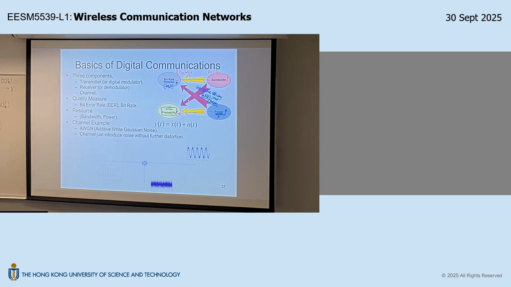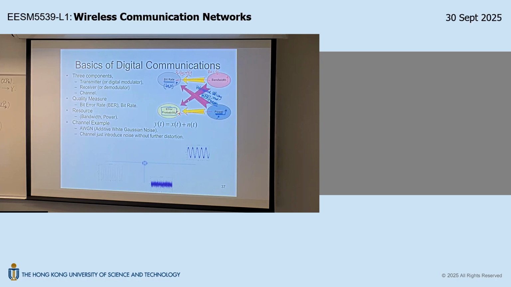Okay, BFSK, the two signals, S1(t) and S2(t), differ from each other in frequency, right? One is on omega 1, one is on omega 2. So with MFSK, that means you have M signals in the signal set. Each of these signals has a different frequency. So S1(t) has omega 1, S2(t) has omega 2, etc.